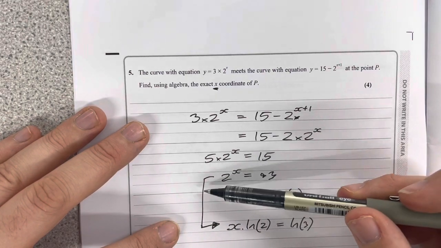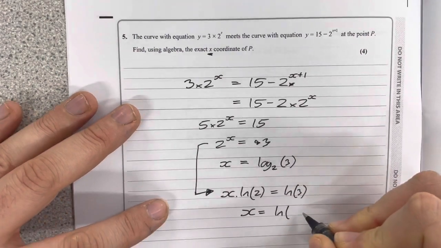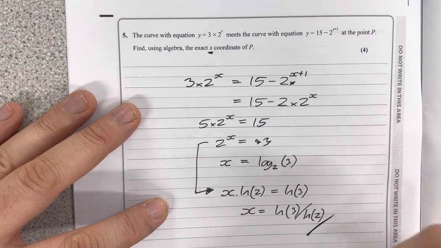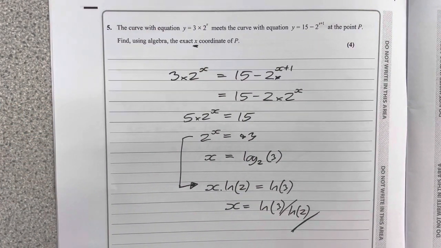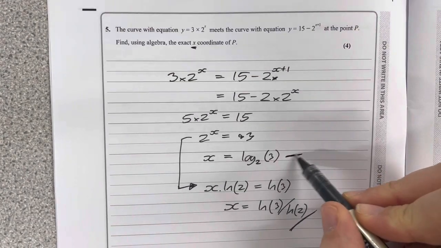So if I log that and then bring the x down as a multiplier, I can say x is equal to log of 3 over log of 2. And that log can be any base. I've just used base e. But that would be an alternative answer. But that just looks a bit neater, I think.